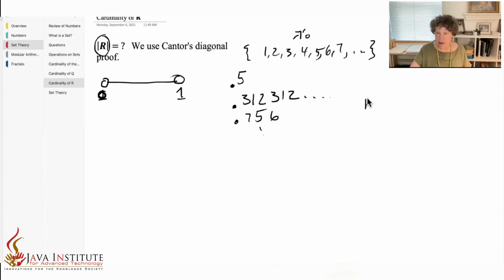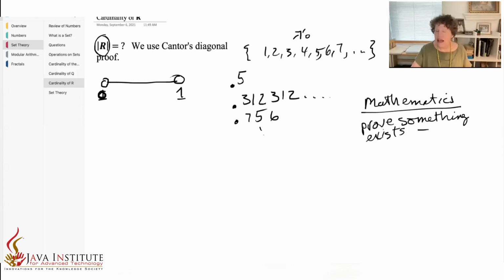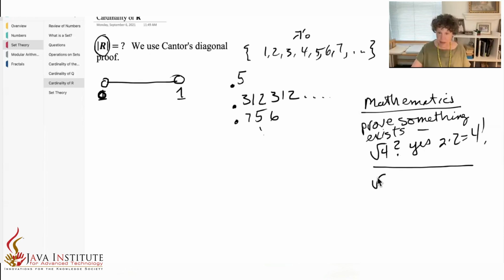Now, I'm going to tell you something about mathematics in general. Sometimes you can prove something exists. Like I asked you, does the square root of 4 exist? And you say yes, because 2 times 2 is 4. So you have proved that the square root of 4 exists. Now, the Greeks had a problem with the square root of 2. It's really hard. It does exist, but there's no rational number for it. If you want to prove something doesn't exist, it's hard.